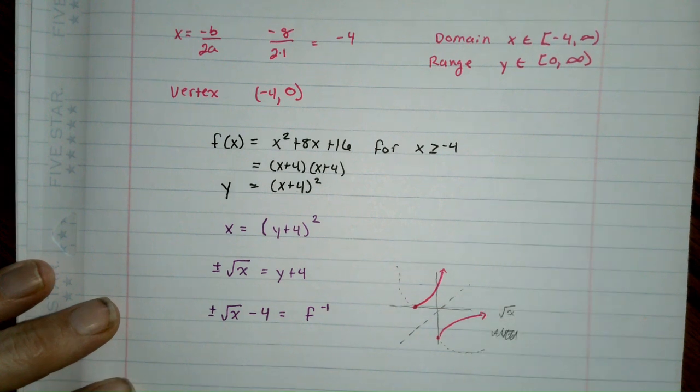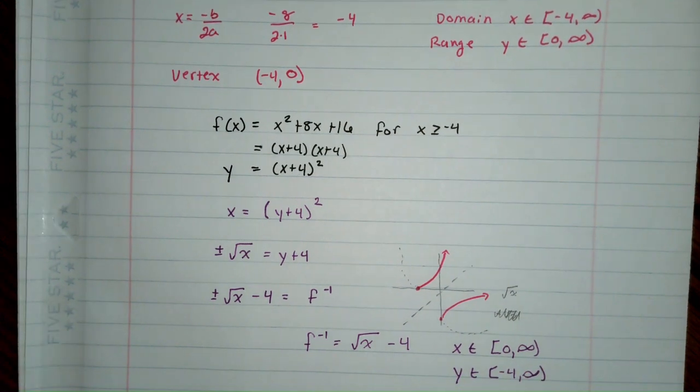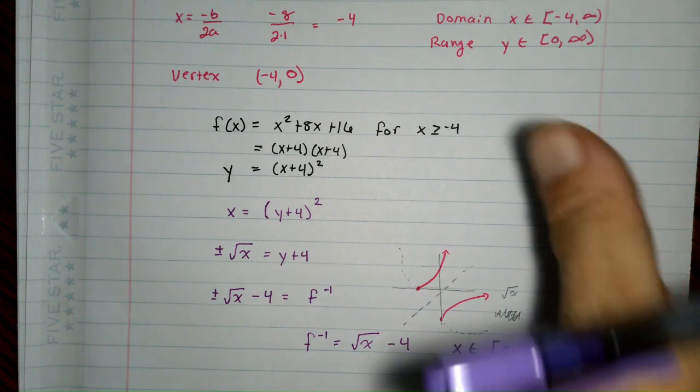Okay, and so our proper inverse is going to be square root of x, minus 4. And our domain is 0 to infinity, while our range is negative 4 to infinity. Because we switched the x and y, the domain and range also switch.